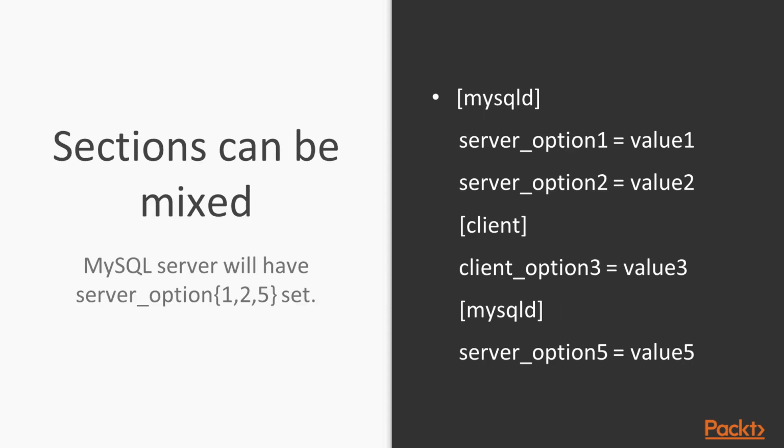The sections can be mixed in the configuration file. This will be important for the include mechanisms to work properly. In the example above, the client section follows a mysqld section, but right after the client section, there is another mysqld section. This configuration is perfectly valid, although not that human reader friendly. mysqld in this example will have server option 1, 2, and 5 set.